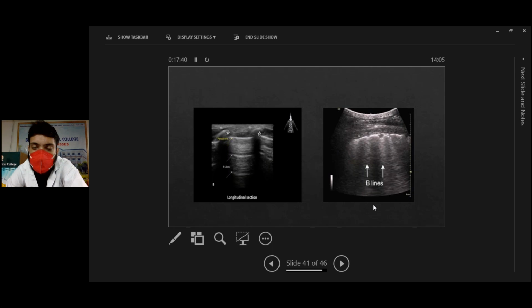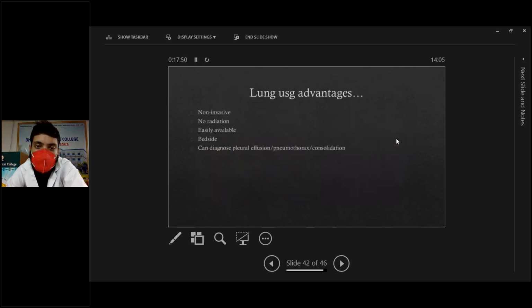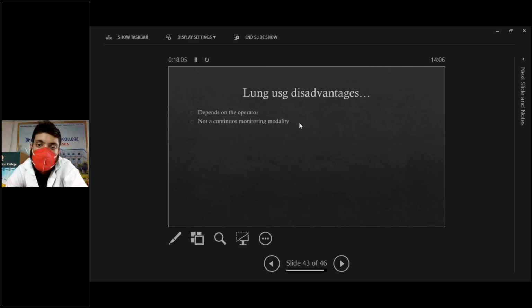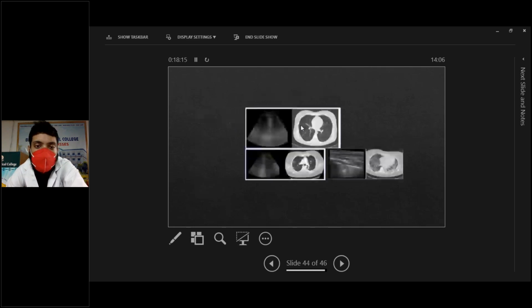Suppose there is any pathology happening in the lung, like consolidation or anything else, then we see these vertical lines. These vertical lines are called the B lines. B lines are the abnormal lines. So what are the advantages of lung ultrasound? It's non-invasive, there is no radiation, it's easily available, it's bedside, and it can diagnose pleural effusion, pneumothorax, and consolidation. And what are the disadvantages? It's operator dependent. It depends upon the amount of knowledge the operator has in diagnosis. And it's not a continuous monitoring modality just like the ECG.